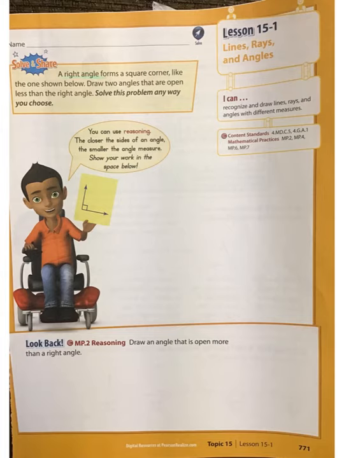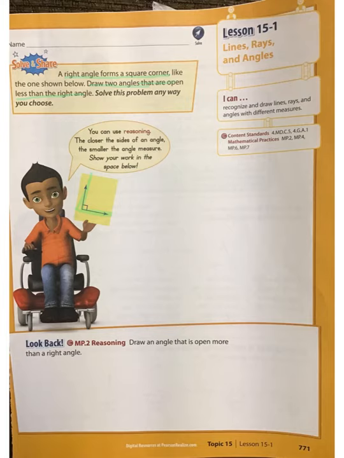A right angle forms a square corner, like right here. We've done that a lot during calendar. Draw two angles that are open less than the right angle. Okay, go ahead and pause this and draw your two angles.